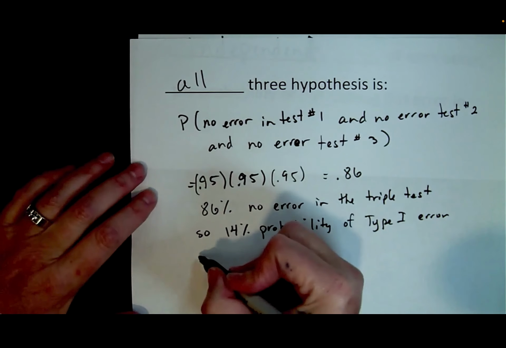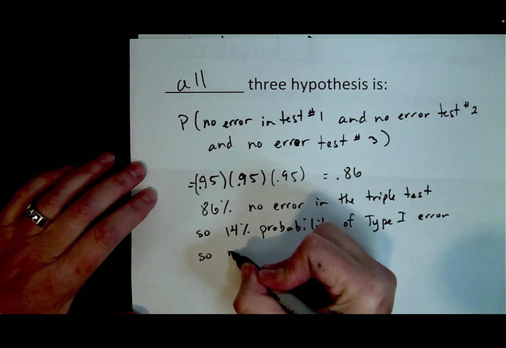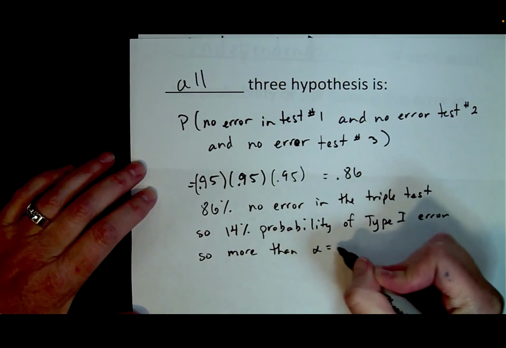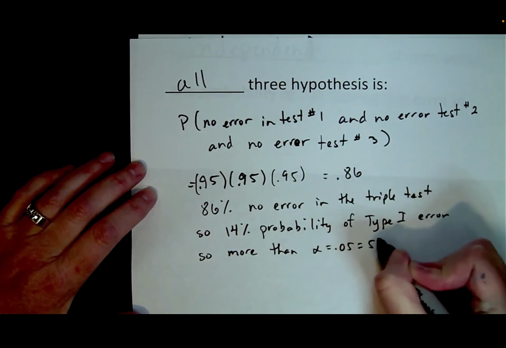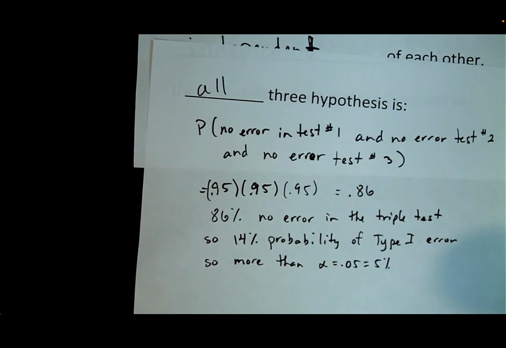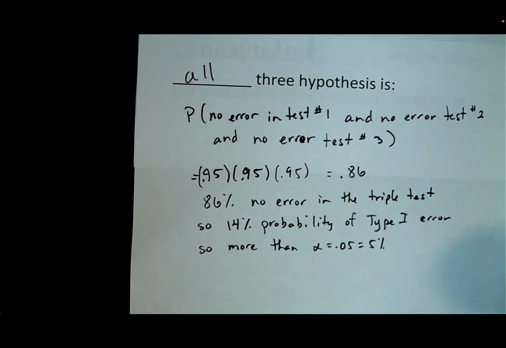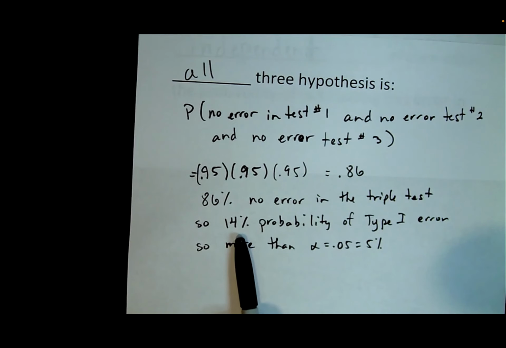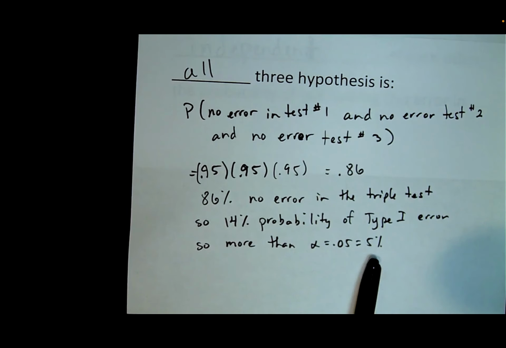So if we say we're doing this at the 5% level of significance, but we do it 3 times, you actually end up with a 14% probability of making an error, not a 5%. And that's a bad thing.